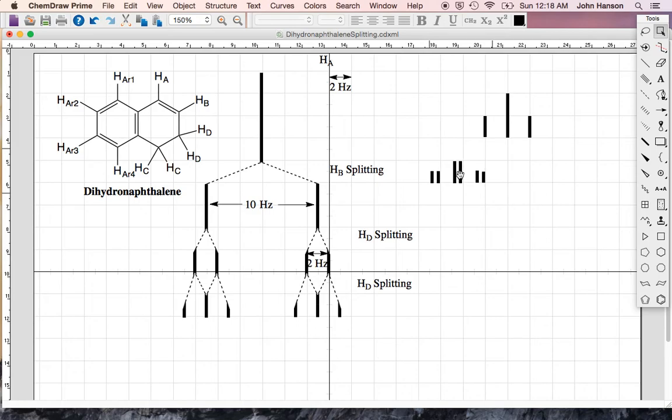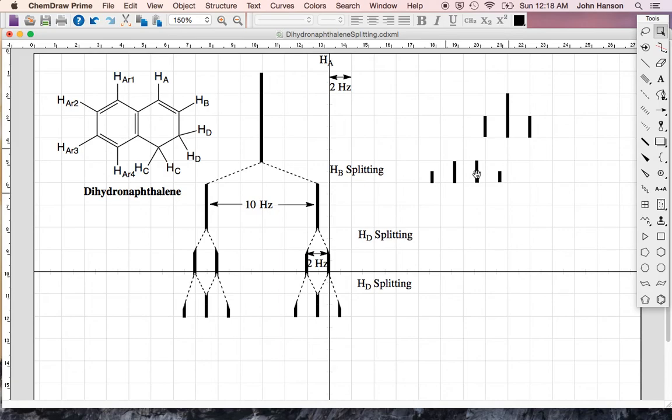So if we changed around and instead of having the doublet be 10 Hertz, what if the doublet was 2 Hertz and the triplet part was 10 Hertz? You'd have something that looked like that. So you can have all sorts of different patterns. Notice that in all of these double triplets we have 6 lines unless there happens to be some overlap.